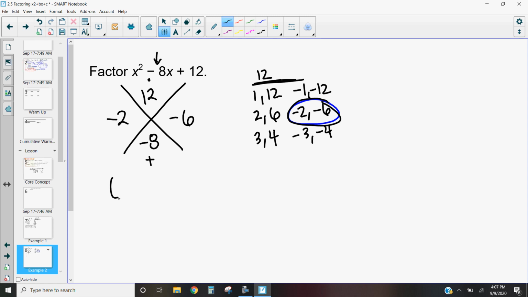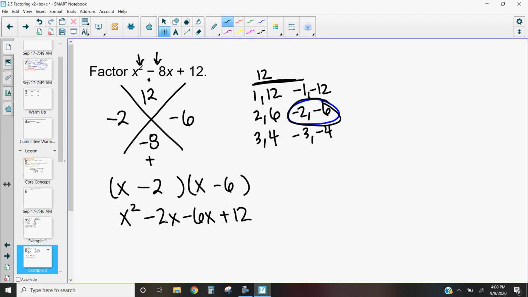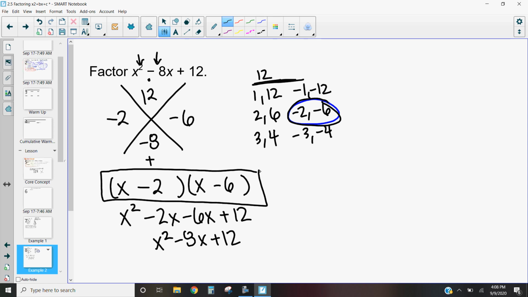So then when we're writing our two binomials that we're multiplying together here, I have my x and my x because of our x squared, and then this number and the sign in front of it, minus 2, minus 6. So notice, remember, a negative times a negative is going to be that positive. And we can actually expand this out and see if it equals that same thing. We get x squared minus 2x minus 6x plus 12. Minus 2x minus 6x is going to be that negative 8x. So this is exactly how it factors out. And we can check it by multiplying it out and see if we get that same thing.